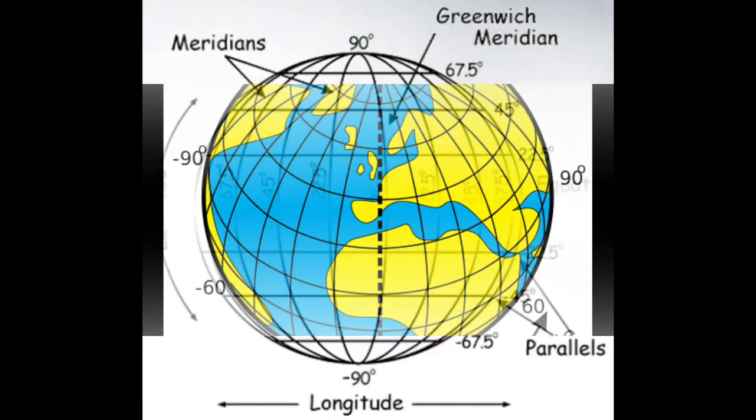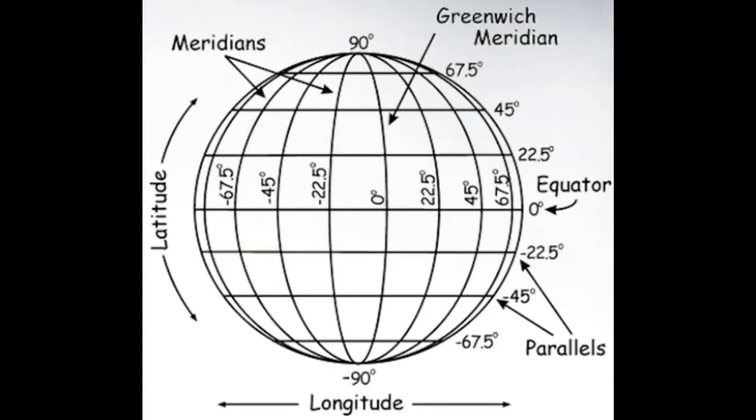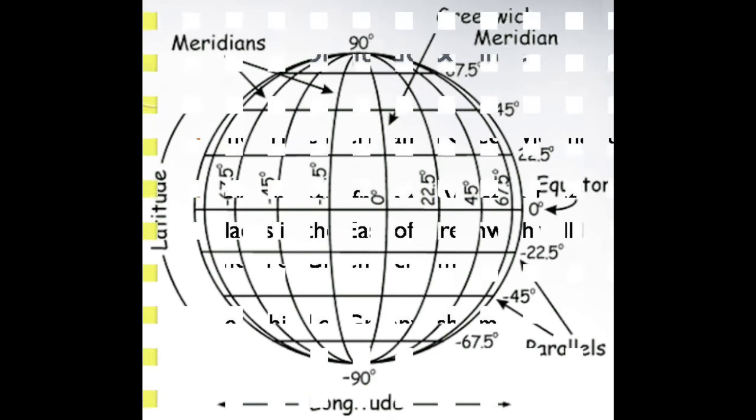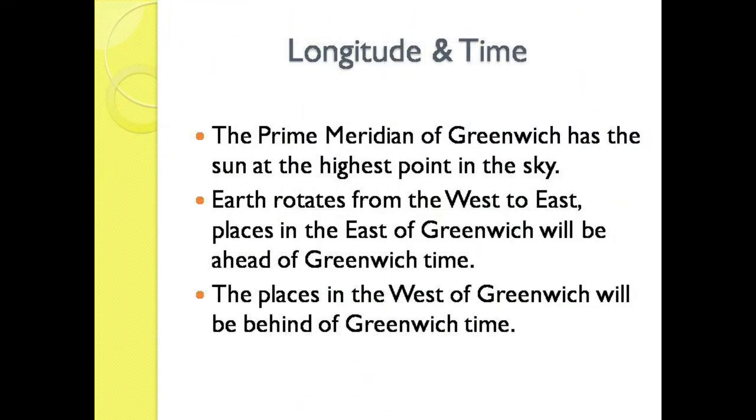Longitude and time. At the prime meridian of Greenwich the sun is at the highest point in the sky. Earth rotates from west to east. Places in the east of Greenwich will be ahead of Greenwich time. The places in the west of Greenwich will be behind Greenwich time.